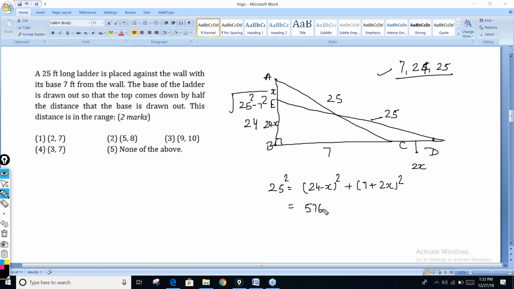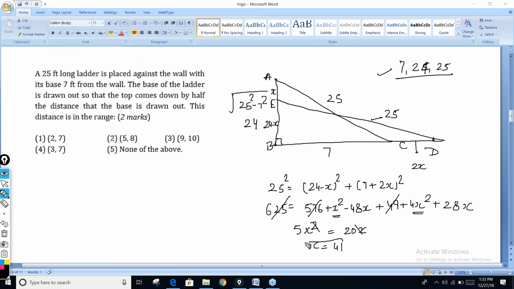So I applied the Pythagoras again. If I simplify it, 576 plus x square minus 48x plus 49 plus 4x square plus 28x, that is 625. That is cancelled. x square plus 4x square, that is 5x square, and minus 48x plus 28x, I took it that side, that becomes 20x. So x is cancelled, x comes out to be 4. So that distance is 4, but we need to find out this distance. This distance is 8.